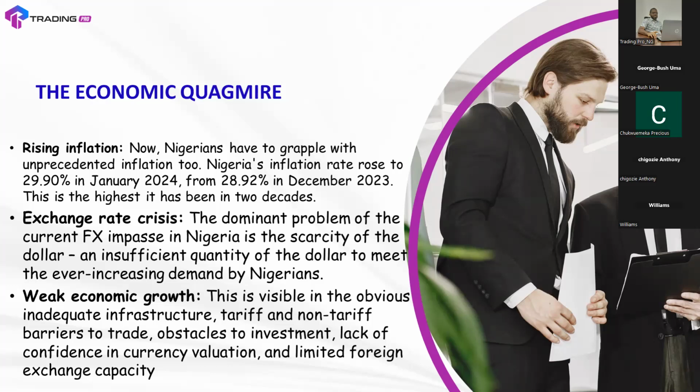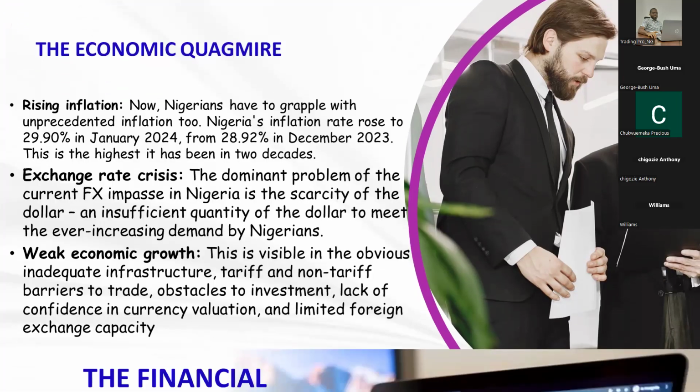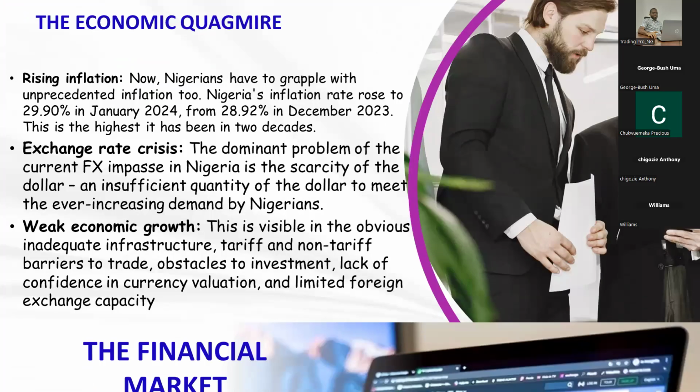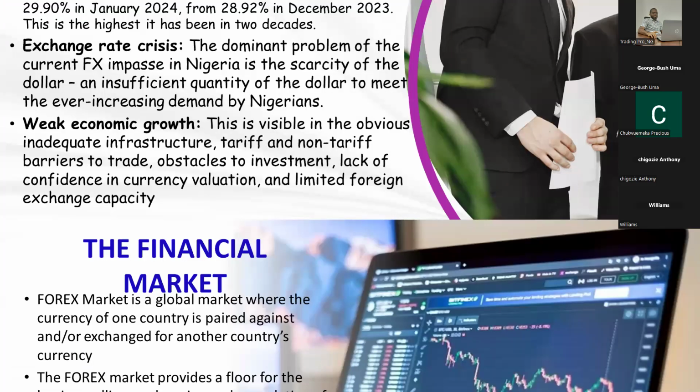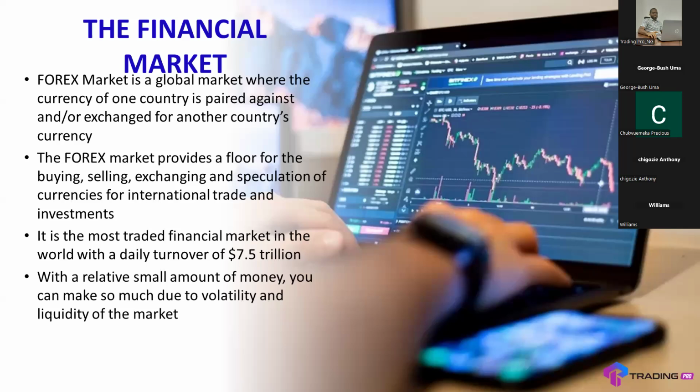Then you know that we have exchange rates. Right now, the dollar is over 1,500 and it will still go up before December because we are going into the holiday season. It's not a curse, it's not a prophecy of doom, it is a fact. Then we have weak economic growth. So many companies are leaving Nigeria, creating a new unemployment gap, and that's so crazy. People are losing their jobs. And what would they do to take care of themselves and their families? So that's why we present to you the financial market and the forex market.